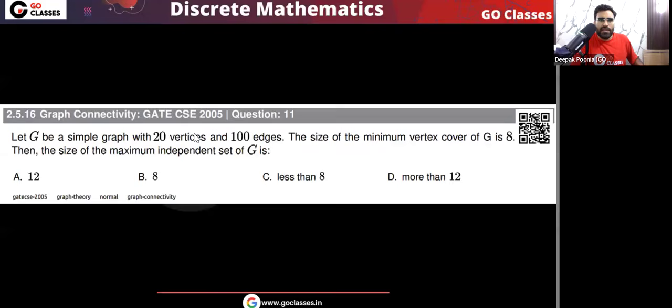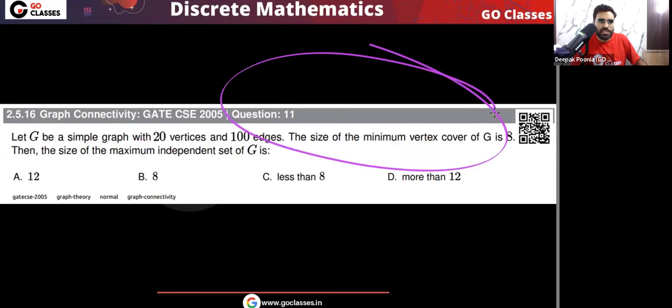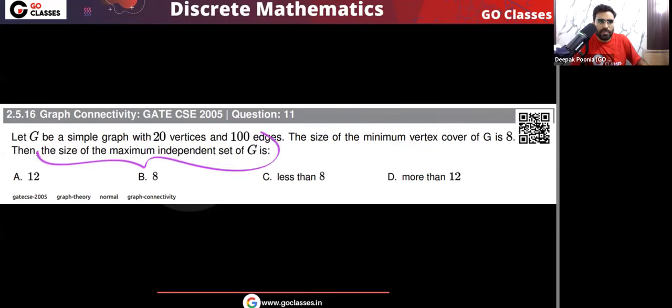Let's solve the GATE 2005 question now. We have already done the recap of all the concepts required to solve this question. So what will be the answer? Let G be a simple graph with 20 vertices and 100 edges. The size of the minimum vertex cover of G is 8. The size of the maximum independent set of G will be what?